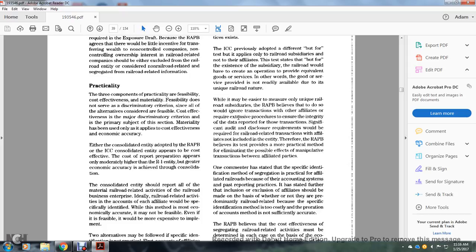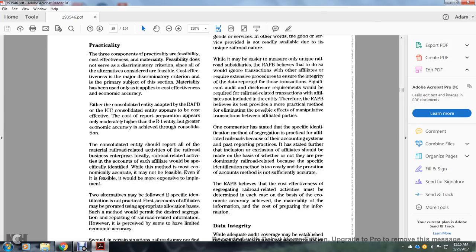While it may be easier to measure the unique railroad subsidiary, the Railroad Accounting Principles Board believes that to do so and ignore transactions with other affiliates would require extensive procedures to ensure the integrity of the data reported for the transaction. Significant audit disclosure requirements would be required for railroad-related transactions with affiliates not included in the entity. Therefore, the Railroad Accounting Principles Board test provides a practical method for eliminating the possible effects of manipulative transactions between the affiliated parties.